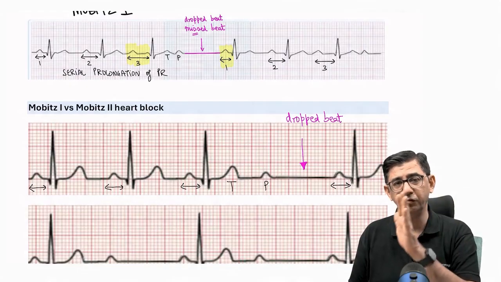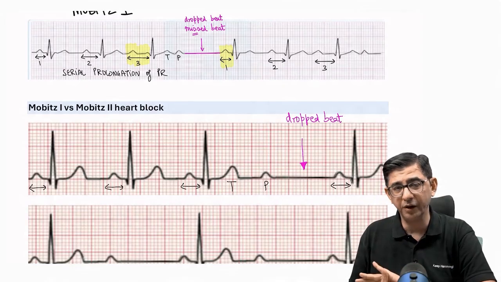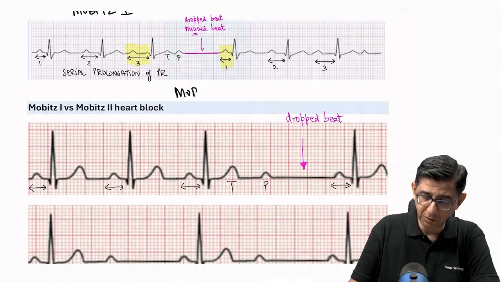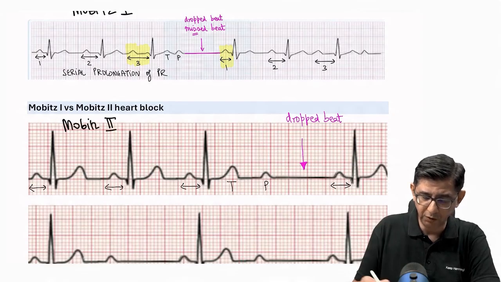It can be 4, it can be 5, it can be 6. But once a drop beat occurs, the rhythm will reset also. Now, what are you supposed to do in an exam in the shortest possible time frame? How will you crack the question whether it is Mobitz 1 or Mobitz 2? One, you have to count the PR interval multiple times.